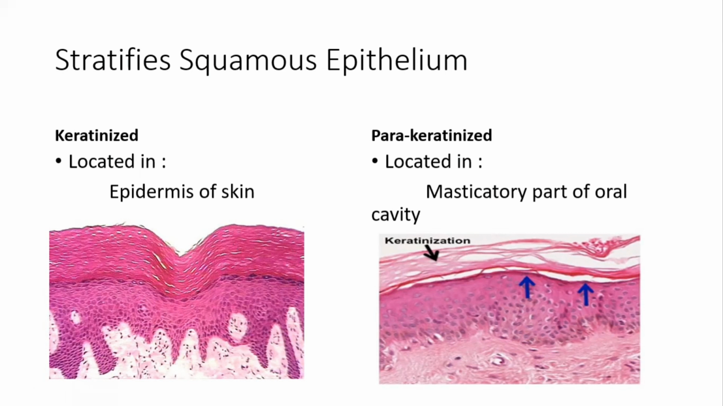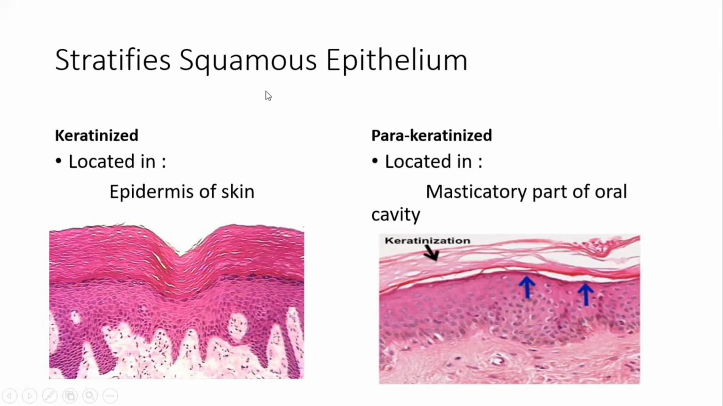So basically, keratin is a protein located in some surfaces of the body and majorly in the skin. So where we have stratified squamous keratinized epithelium, they're located in the epidermis of the skin. Majorly, stratified squamous epithelium are located in the areas with friction, and the amount of keratin depends on the amount of friction on the specific area.